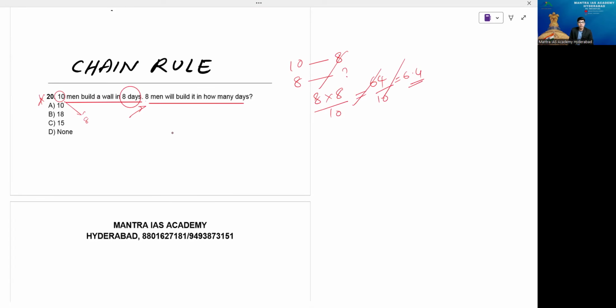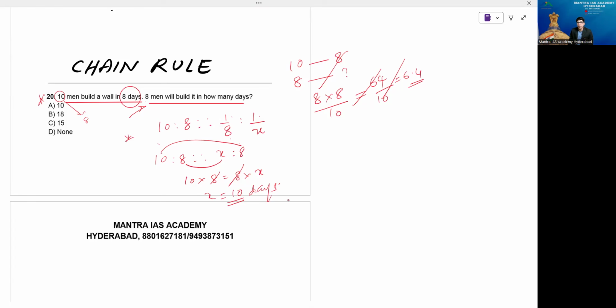And even if you want to do it in the proportionality method, men on one side, 10 members is to 8 members, as in the first case inverse proportionality, 1 by 8, and in the second case I have to find out x. So therefore 10 is to 8 as x is to 8. That is, 1 by 8 is to 1 by x, which is nothing but x is to 8. Product of extremes is equal to product of means. This is a way of doing. 10 into 8 is equal to 8 into x. 8 gets cancelled here. x is equal to 10. So 8 men will build the wall in 10 days. This is a general method.